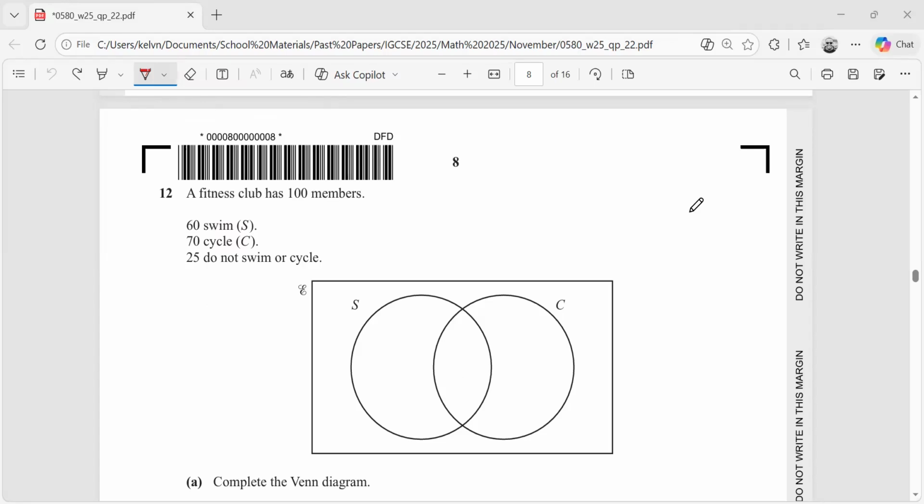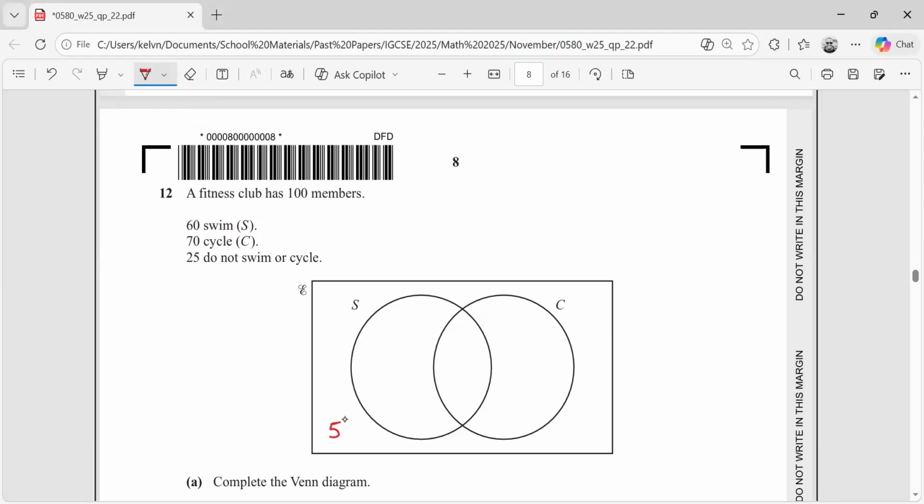We're just going to start with the ones who do not swim or cycle. Where do we put them in the Venn diagram? Usually outside. So we're going to put them here. This is 25. Then I want us to look at those 60 who swim and those 70 who cycle. Just keep in mind that in a Venn diagram like this, there will always be those who do both activities. We're not given the information, but you're supposed to know that.